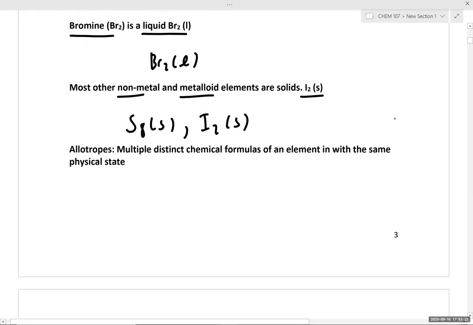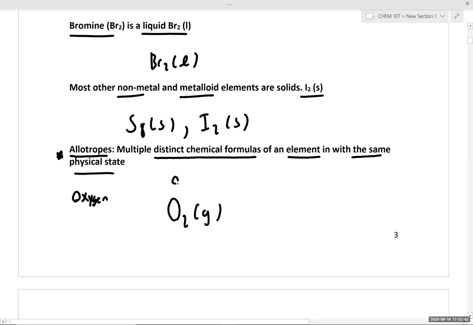No problem. So there's one word of vocabulary that I'd like you to be familiar with. Allotropes describe multiple distinct chemical formulas of an element with the same physical state. So for example, if we think about oxygen, oxygen is commonly written as O2 gas. This is known as oxygen. However, there's another allotrope, another formula of oxygen in the gas phase called ozone.